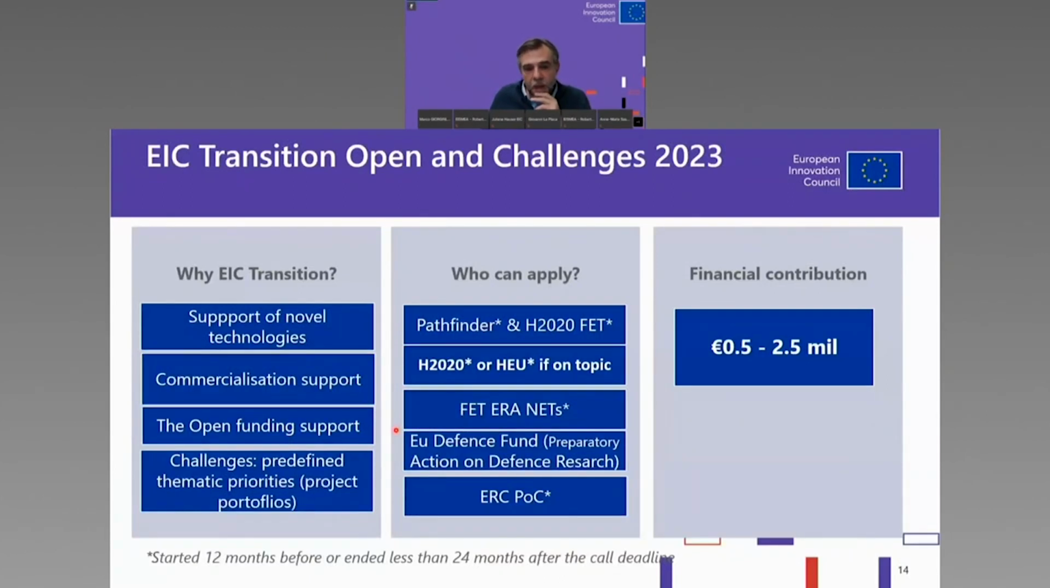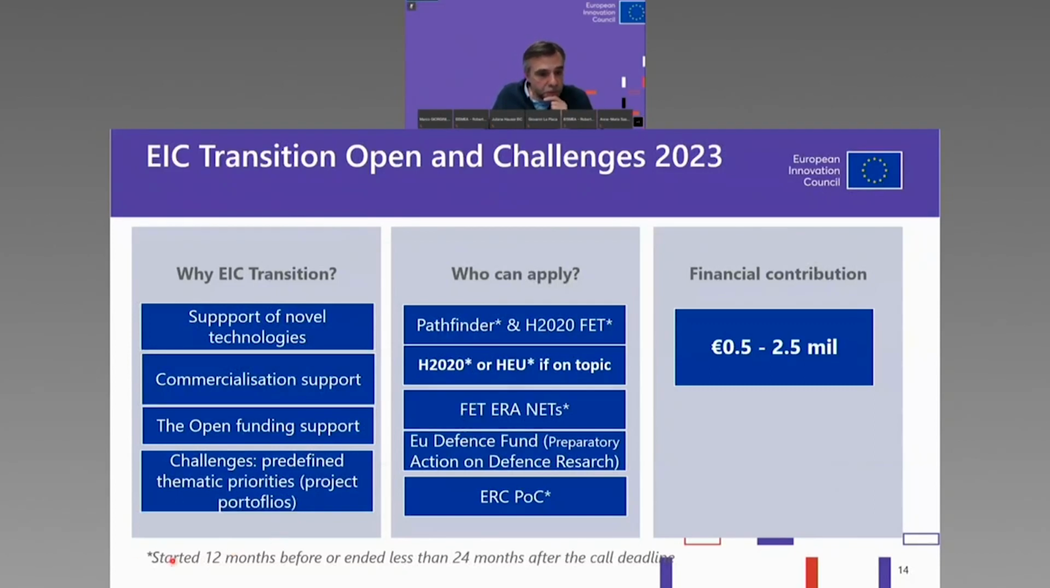Just a brief note, it's particularly interesting to look at transition this year because in previous years, it was more restricted. Only projects from a given number of programs could apply. But this year, if you have a project funded under Horizon 2020 or Horizon Europe, these are good for transition. You can apply. So it has been broadened quite a lot. So any project from H2020 or Horizon Europe, you can apply. There is a time window, though.